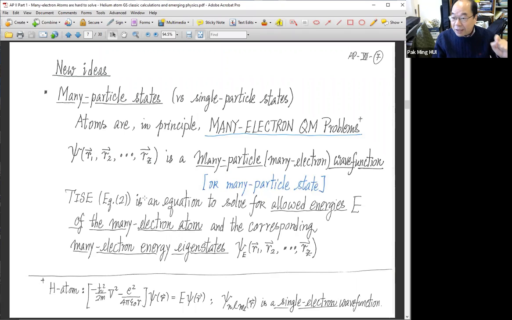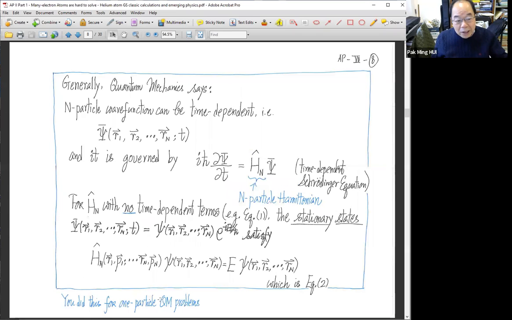So this Schrödinger equation is to solve for this many electron wave function. Now, this is in contrast to the hydrogen atom, where you have a very simple wave function of x, y, z of that one electron in the hydrogen. That is called single electron wave function. Now, the point I would like to make is the following.